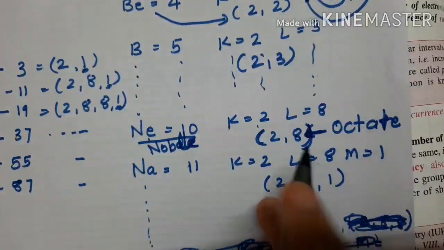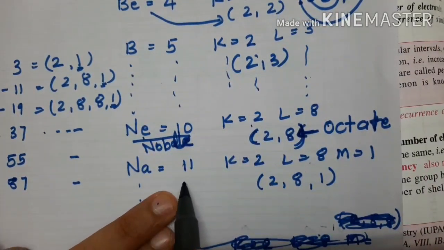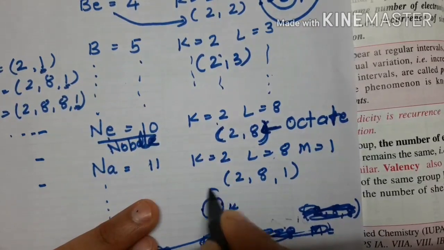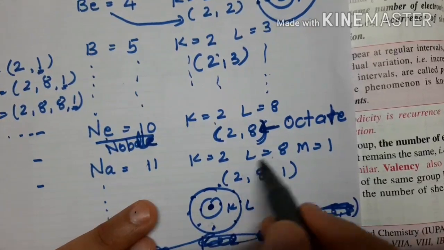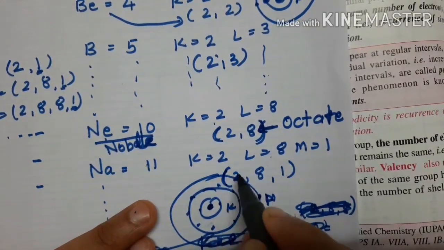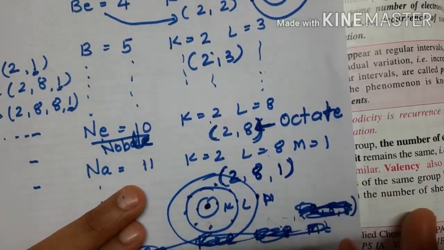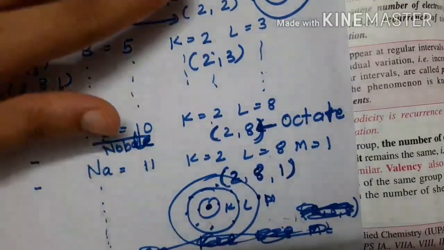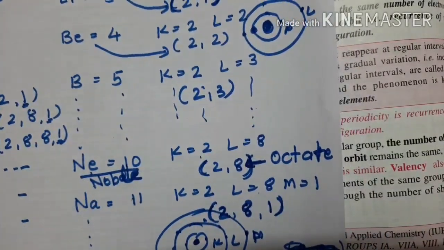Are you clear? Now move on to sodium. Sodium has 11, so K has 2, this is K, then L has 8, we can draw like this, and then one more electron in a new shell, the M shell. So the electronic configuration of sodium is 2, 8, 1. Are you clear? So this is the way: according to the atomic number, the electrons are arranged properly, and we can find out through the atomic number how the electrons are arranged.